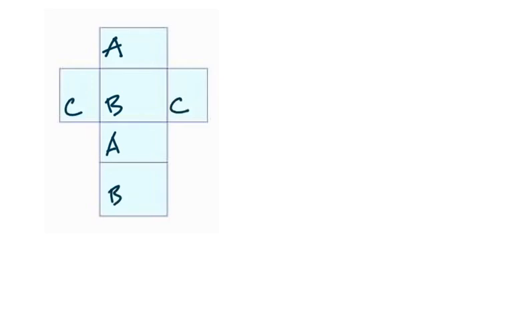C, C. Okay, so how we use a net to find the surface area of a rectangular prism is we find the area of the A's, then we find the area of the B's, then we find the area of the C's, then we add them together. And that will give us the total area of the net, which would be the surface area of this rectangular prism. Okay?